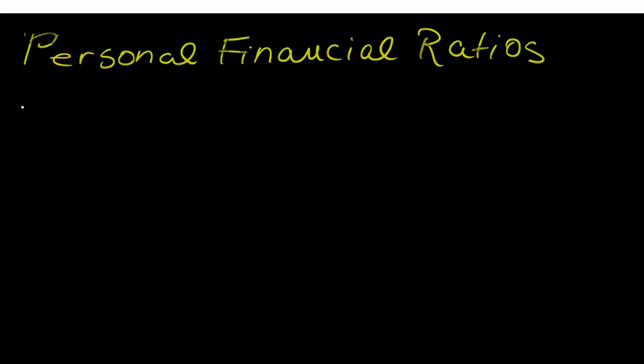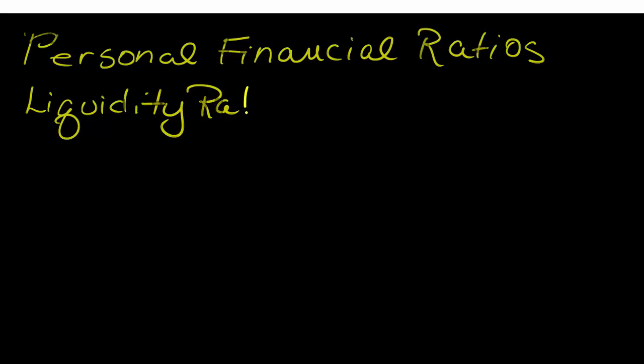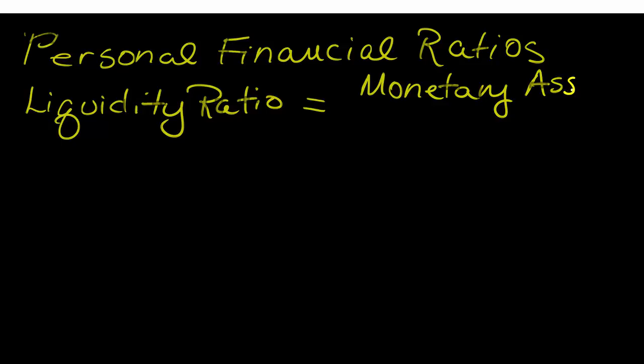First, we have the liquidity ratio. And that is monetary assets. And remember, those monetary assets are the liquid assets. So that's cash and what they've got in their bank accounts and CDs and so on. Those assets that they can quickly put their hands on, divided by their monthly expenses.